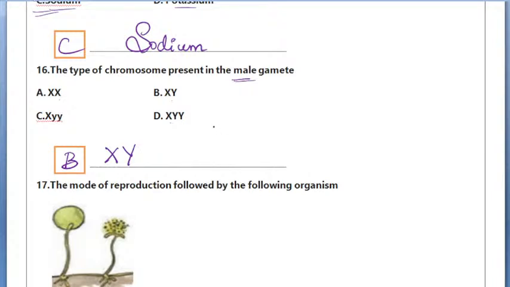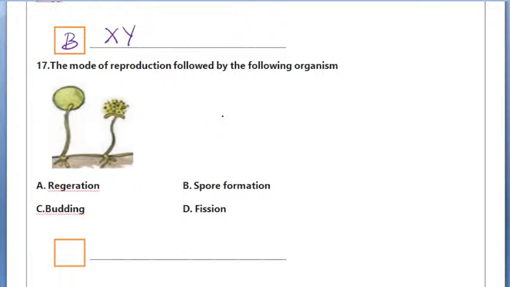The next question, the mode of reproduction followed by this organism. See, when we look at the Kalika Chetanike, you can observe that there are so many examples given for asexual mode of reproduction. So it's very important to know the mode of reproduction followed by this organism. Options are regeneration, budding, spore formation and fission. The right answer here is option B, spore formation, because this is a fungus.